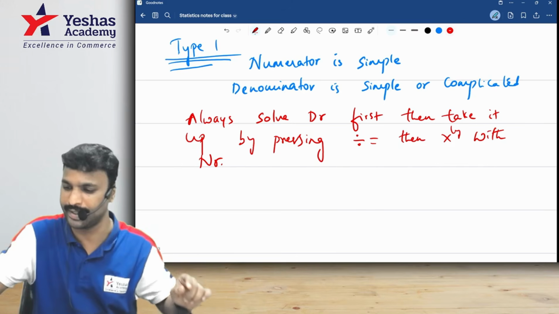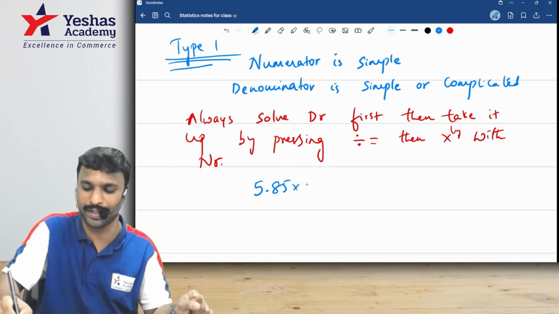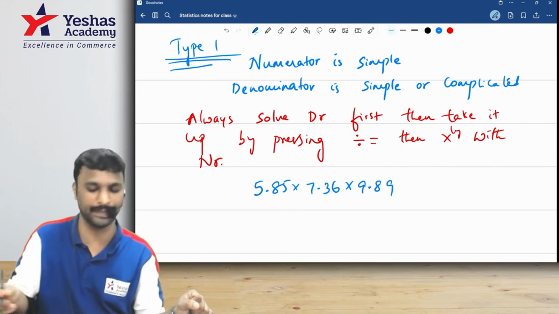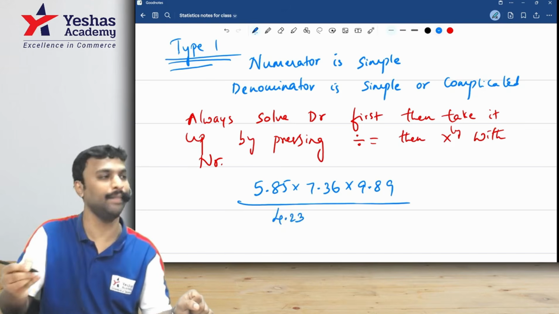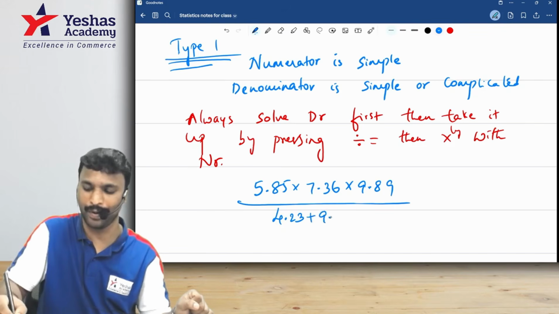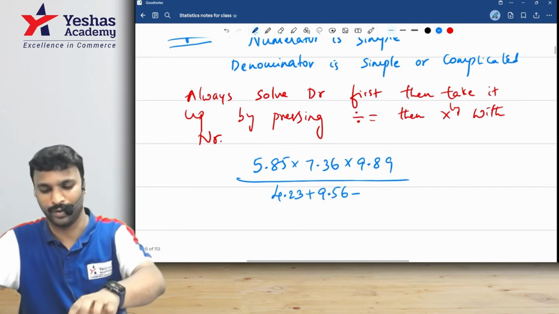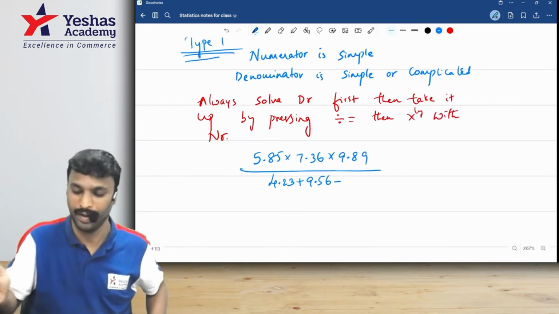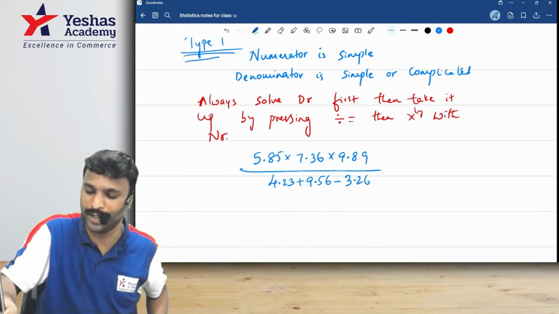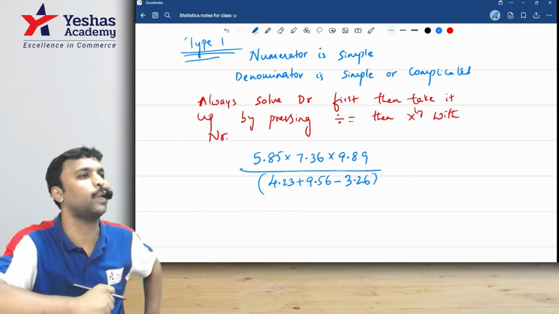Okay now, take this example. 5.85 into 7.36 into 9.89. This is the numerator. Denominator: 4.23 plus 9.56 minus 3.26. Okay, look at the numerator now.